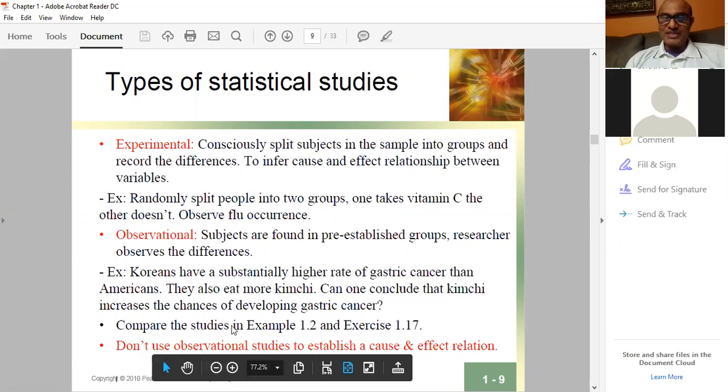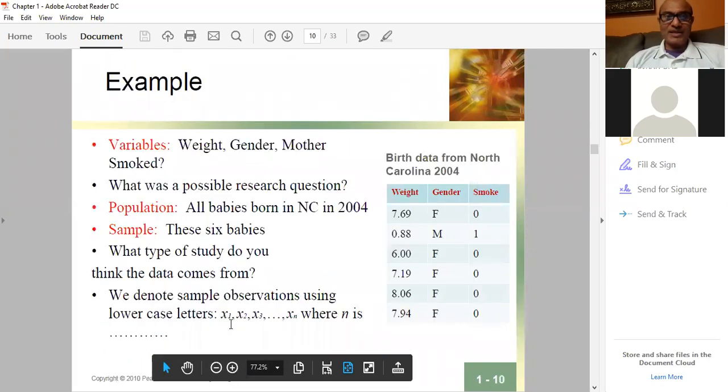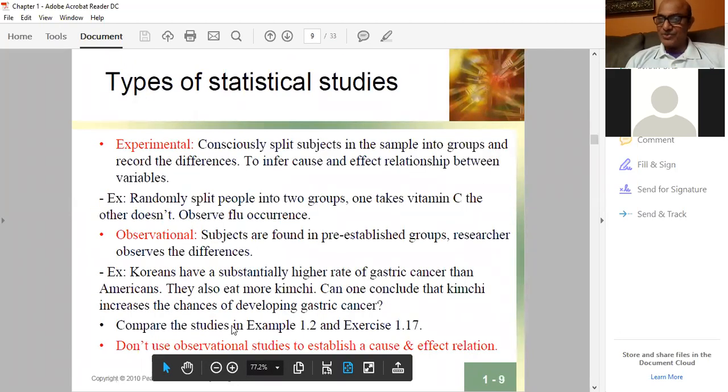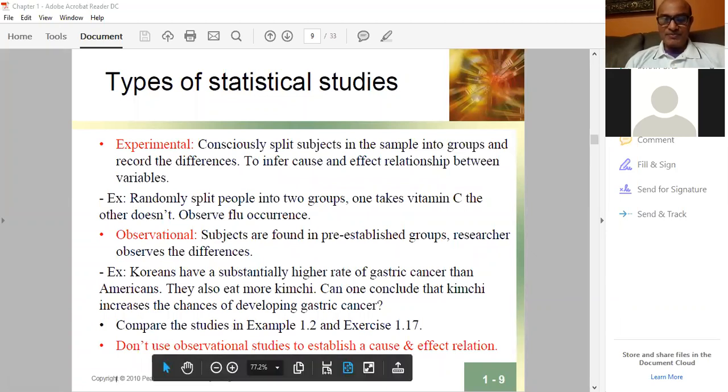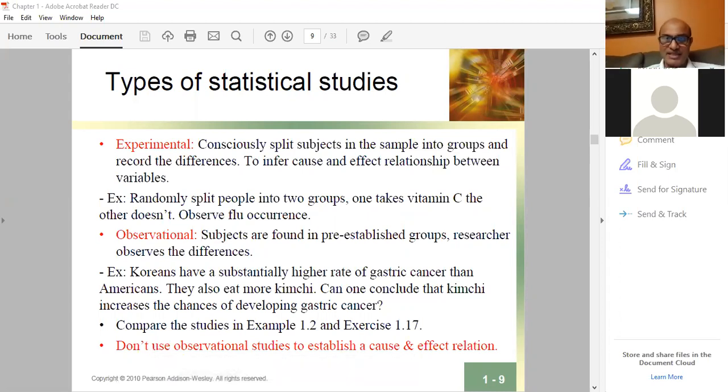Okay, let's go through this Example 1.2, and then if time permits, let's go through a little bit more. So let me go through Example 1.2 from the book. Example 1.2 says something like this. Look at here, guys. Let me just highlight this one.